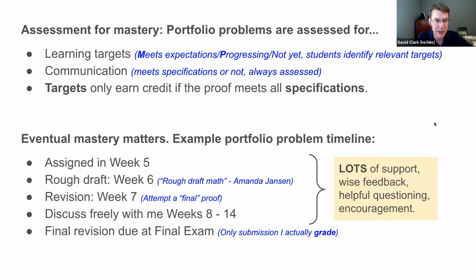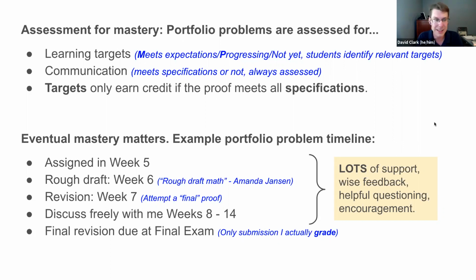A week later, I ask them for a rough draft. And this is very much in the style of Mandy Jansen, if any of you have heard of her rough draft math. This is, give me an idea, right? Don't worry about the terminology. Don't worry about the language. Don't worry about those communication specifications. We're going to get this down and see your basic level understanding here. And I give them lots of feedback.